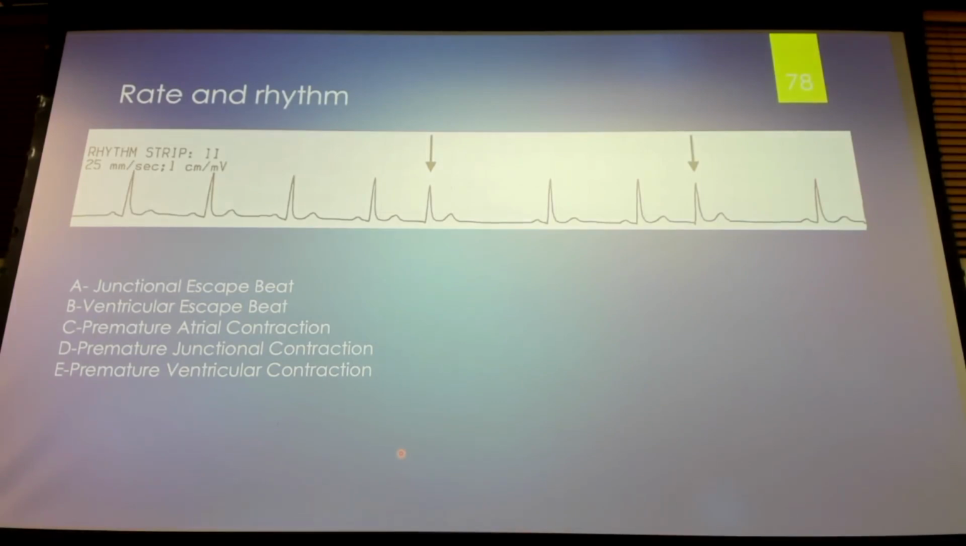All right, last one. These two that have the arrows, what are those? Are they occurring earlier or later? Okay, wide or narrow, and P or no? Narrow, no P, what do we got? Junctional, premature junctional contraction.